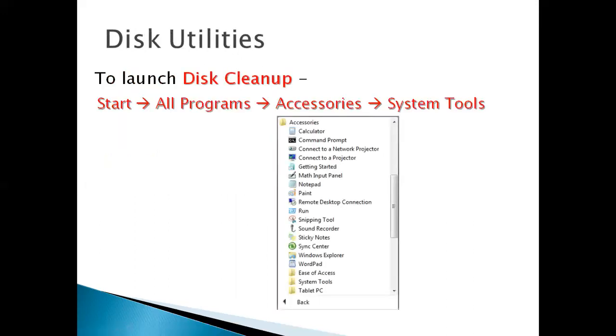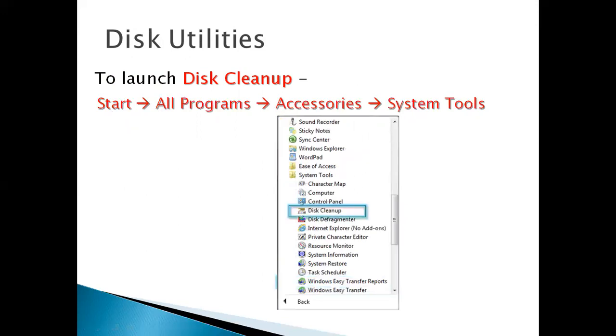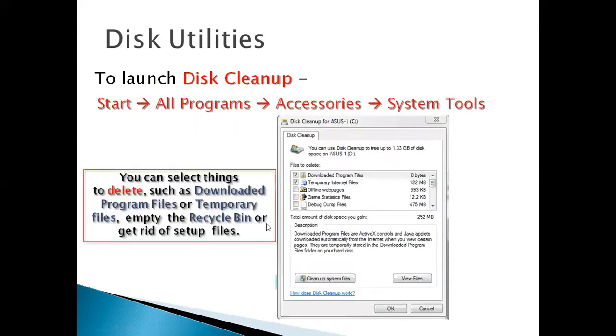Disk utilities to launch: how will we use the disk cleanup operation? If we are using Windows 7 or any operating system, we first go to Start, then All Programs, then Accessories, and then System Tools. Inside System Tools, there is the Disk Cleanup option. We can run this option to remove unwanted files. These are the steps through which we can delete unwanted files. We can free unnecessary space which is assigned to unwanted programs.